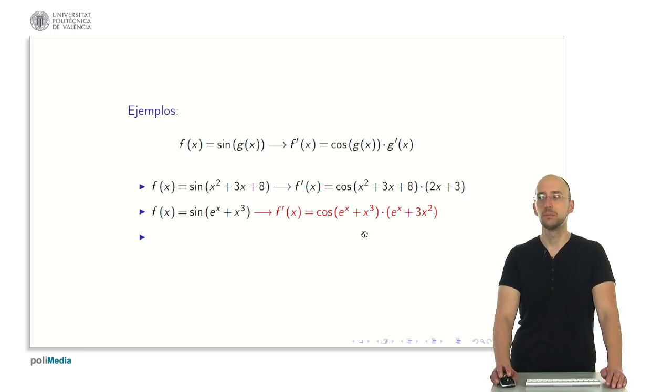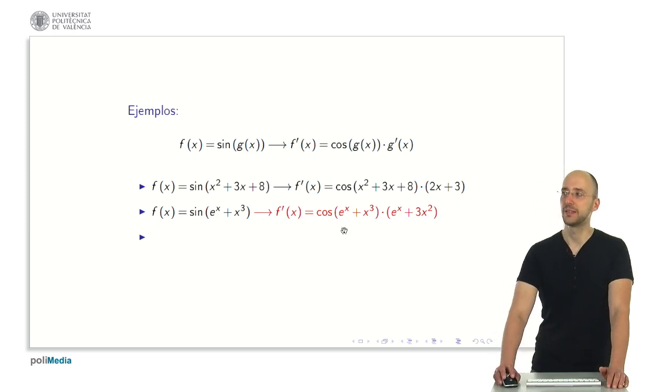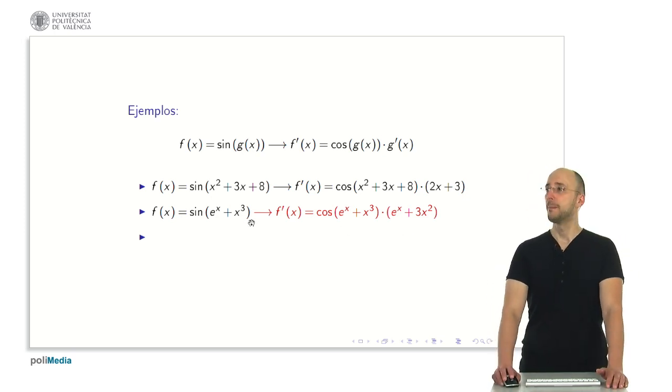Although it seems complicated, it is not at all. The derivative of e raised to the power of x is e to the power of x, and the derivative of x cubed is 3x squared. Therefore, we enclose it within parentheses. These parentheses are crucial. We now have the derivative of sine of e raised to the power of x plus x cubed. Let's examine another example.